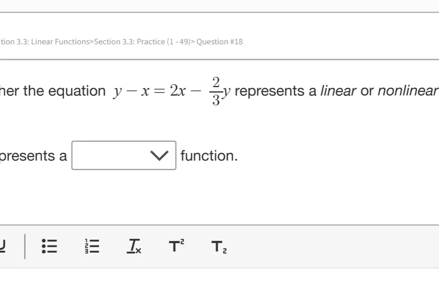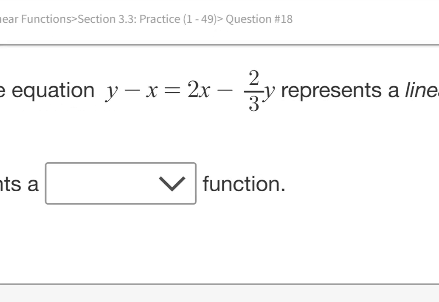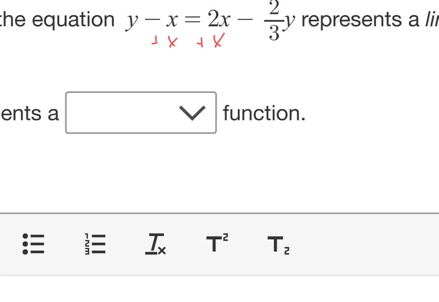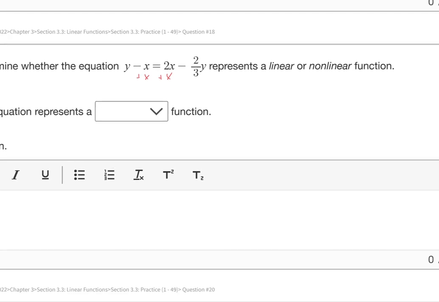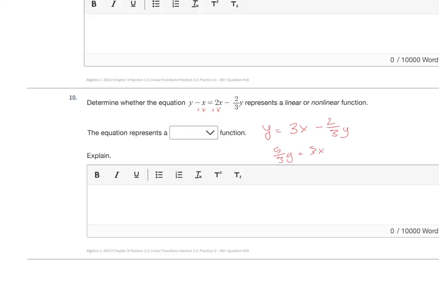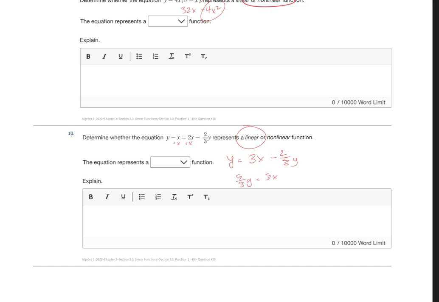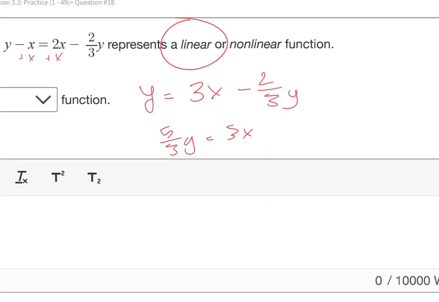Okay, definitely needs to be rearranged. Let's add x and add x, and we get, I'm gonna zoom out a little bit, y equals 3x minus 2/3 y. Let's add y, and we're gonna get 5/3 y equals 3x. And then when we divide by 5/3, yes. So this one's gonna be a linear function. And if you're like, wait, you didn't finish it. Yeah, I know I didn't.